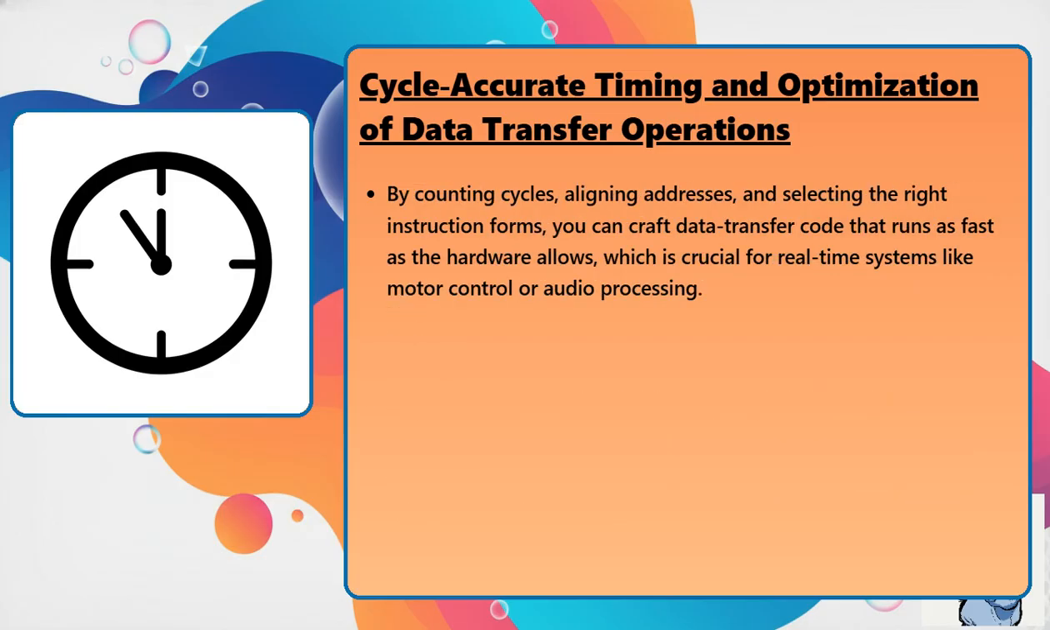By counting cycles, aligning addresses, and selecting the right instruction forms, you can craft data transfer code that runs as fast as the hardware allows, which is crucial for real-time systems like motor control or audio processing.